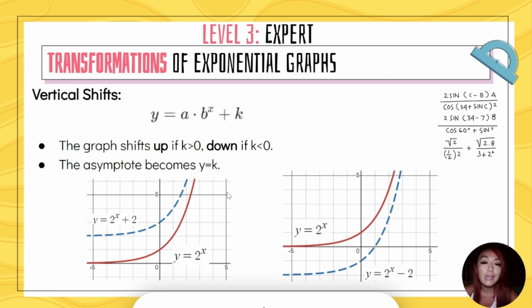And when k is negative, the graph shifts down. So in this case, we have our original graph, y equals 2 to the x, and then the blue graph represents a vertical shift down of 2 because we have y equals 2 to the x minus 2, right? And now your asymptote is y equals negative 2. The graph is hovering over y equals negative 2.